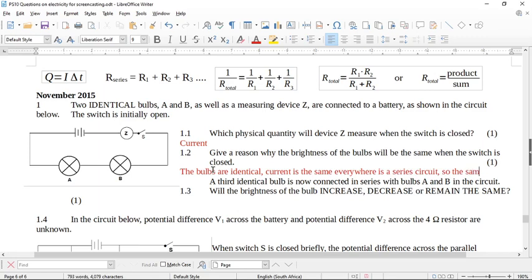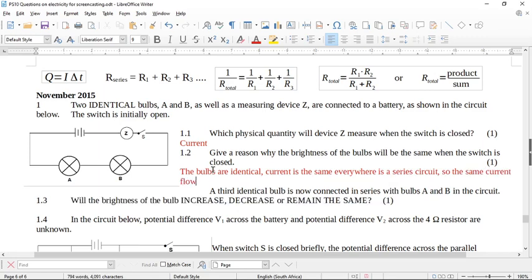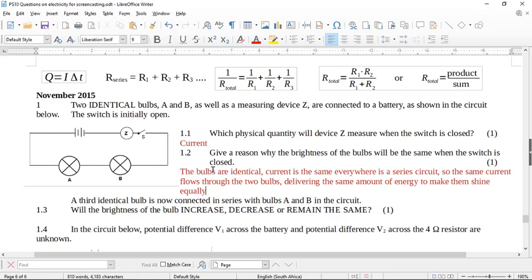So the same current flows through the two bulbs, delivering the same amount of energy to make them shine equally. You can say something like that. The key points are like to mention that the bulbs are identical and the current is what's making them shine and the current is the same everywhere.